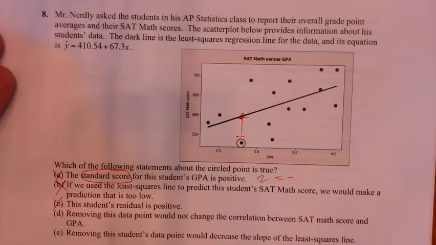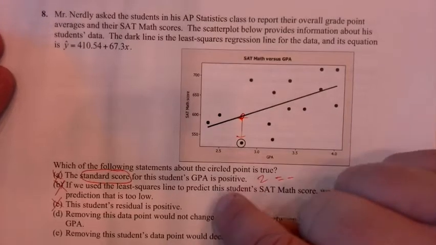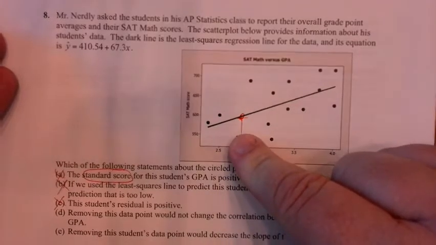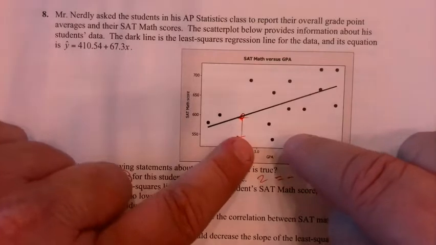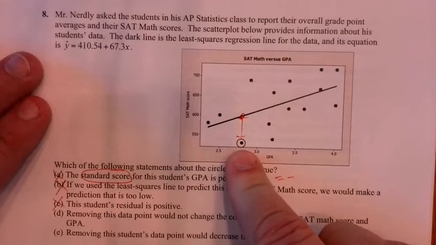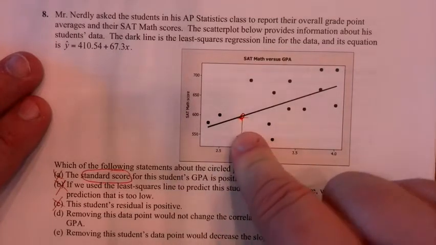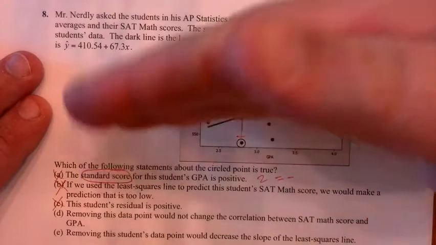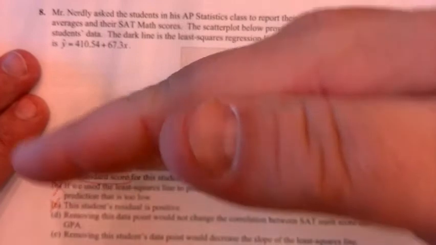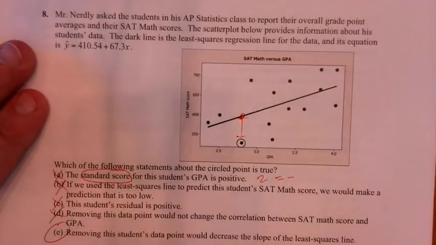Removing this student's data point would decrease the slope. So if I got this, think of this point as pulling it. What would happen to that line? Well, that line would receive less of a pull. So the GPA is low and SAT is low, so that line is pulling it down. It would kind of crank up like that. That goes from positive to less positive to negative, right? So I like this. That's it.